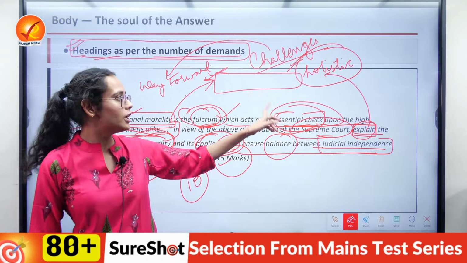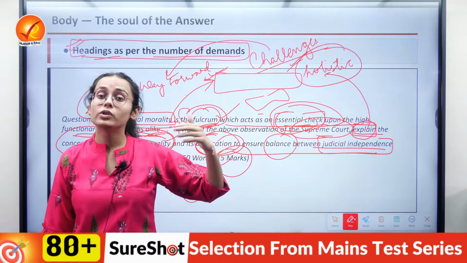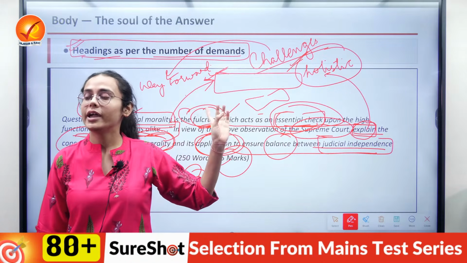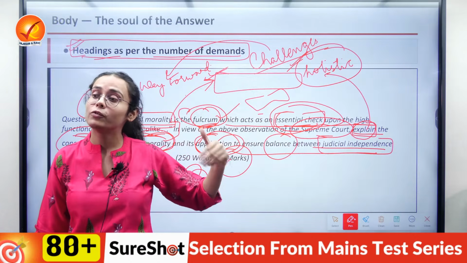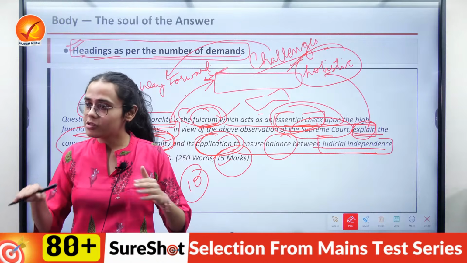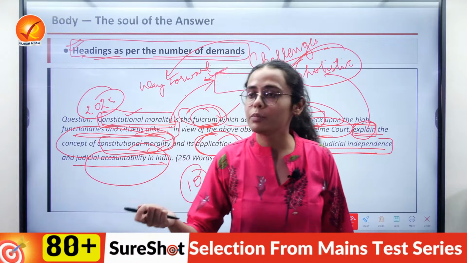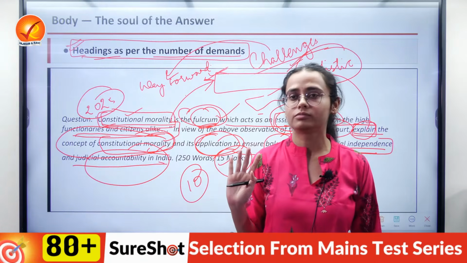If there would have been only 2 headings, you have to write at least 7-8 points under each heading. But now since the headings are, let's say, 3 or 4, so 3-4 points under each heading would have been enough. You have addressed the question in a holistic manner, you have addressed every demand of the question, you require lesser number of points, examiner is happy, you have got your marks, that's it.